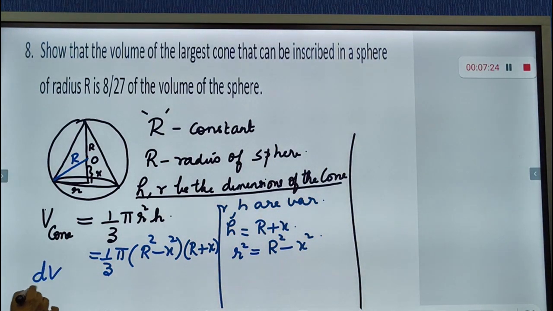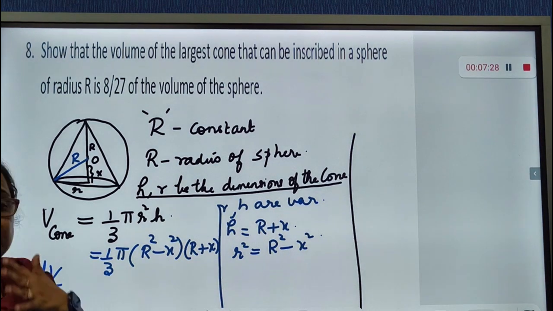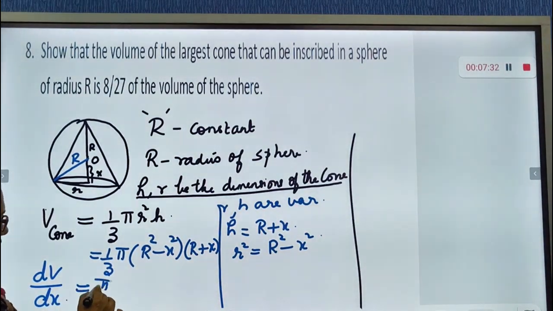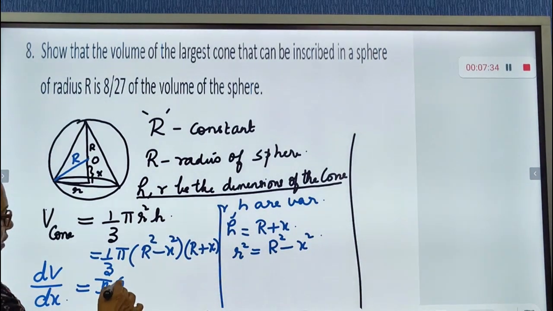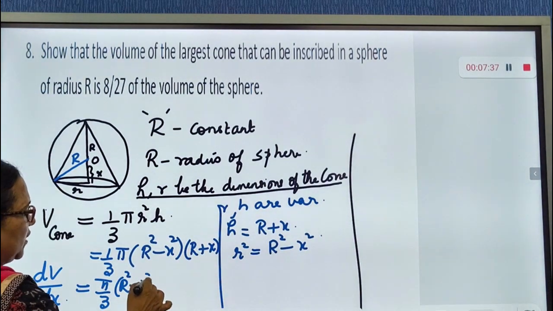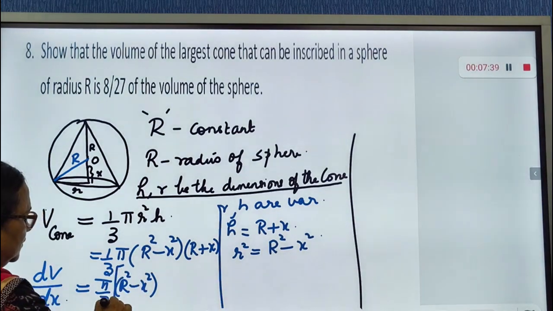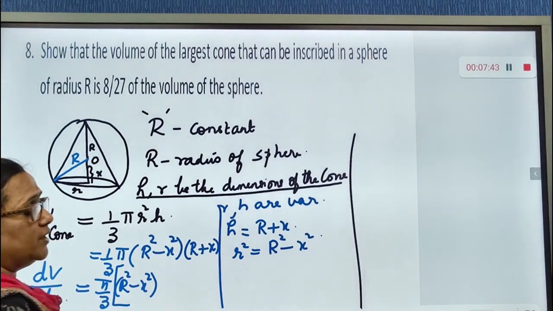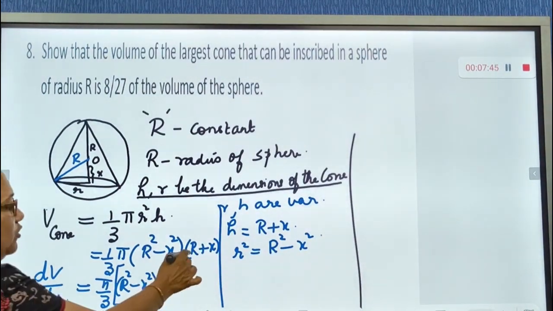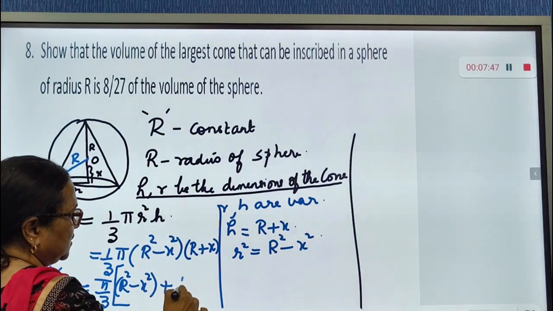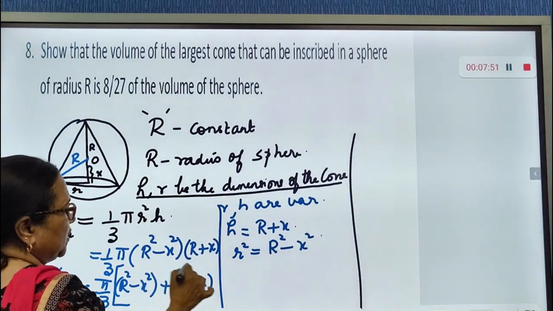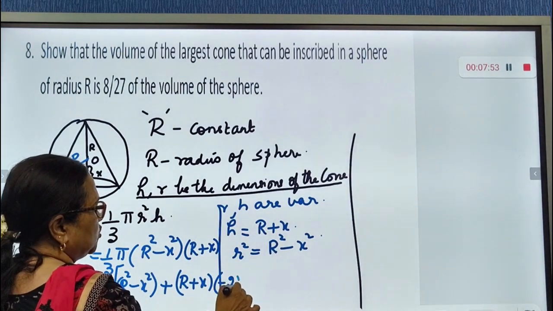Now dV/dx, to find the critical point, I am differentiating it with respect to x. dV/dx will be pi by 3 into (r squared minus x squared) into the derivative of (r plus x), which is 1, because the derivative of x is 1 and the derivative of r is 0, plus (r plus x) into the derivative of this, using the product rule, which is minus 2x.